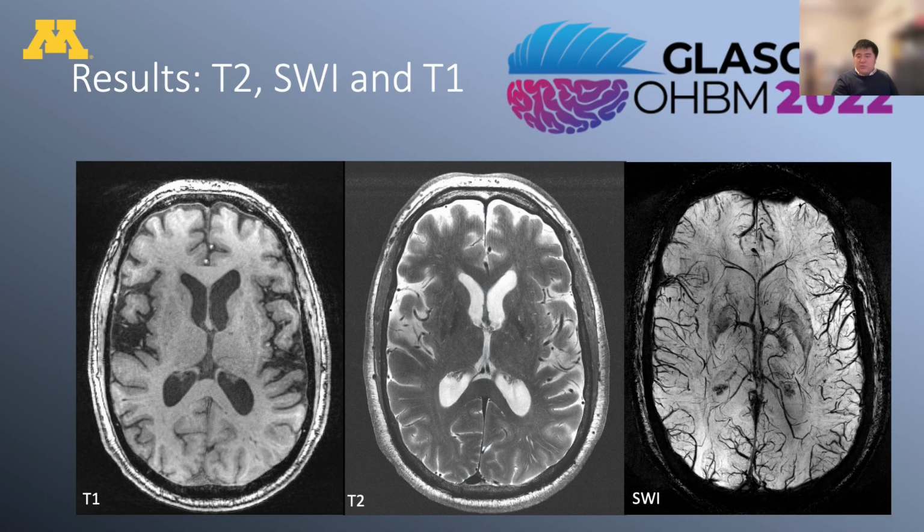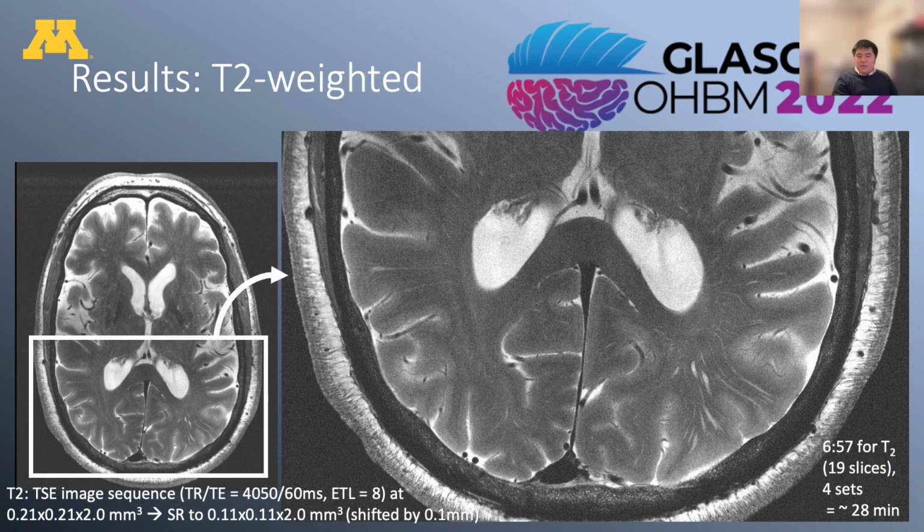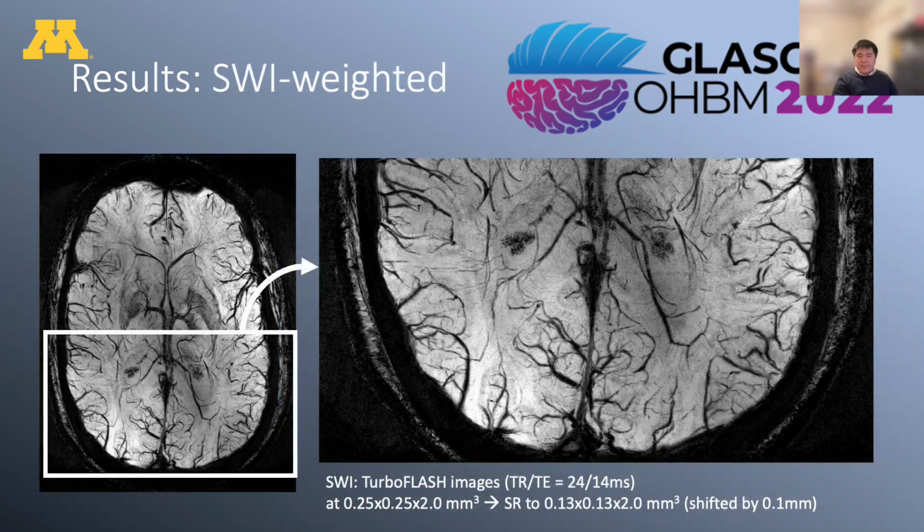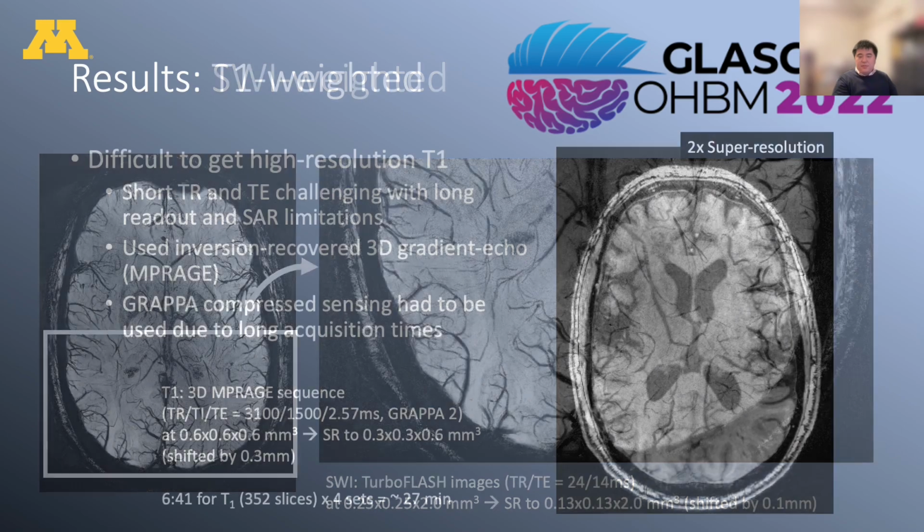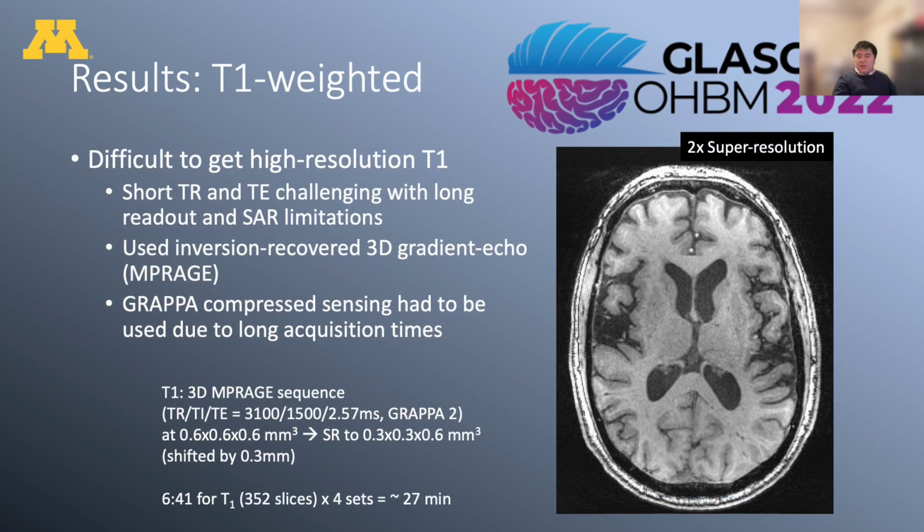Super resolution was used for various other contrast types, such as T1 and SWI. Here's an example of a T2 weighted image. And the SWI image. Finally, a T1 image.